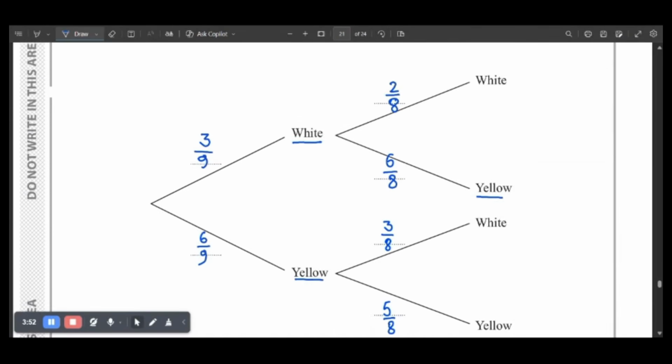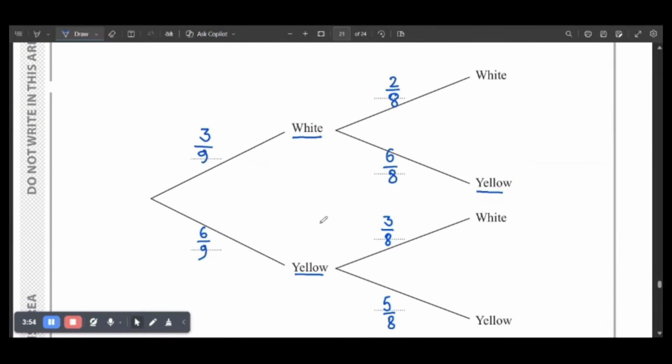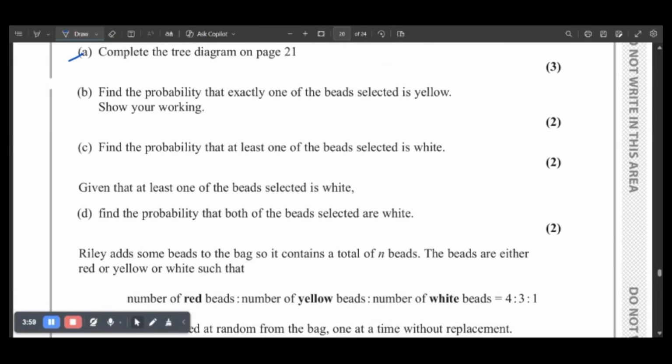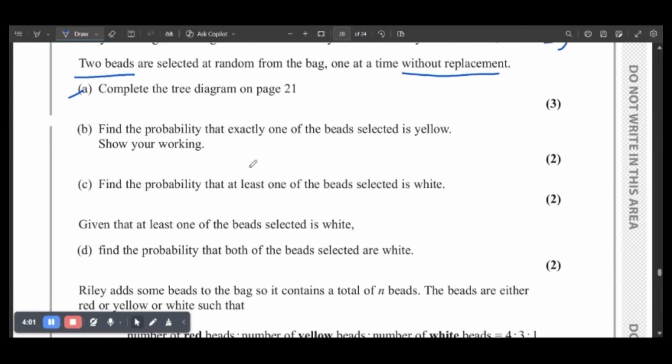This is the tree diagram for part A. We can move to part B. In part B, it says find the probability that exactly one of the beads is selected yellow. The key word here is exactly one, which means that out of the 2 beads chosen, there must be 1 yellow bead, not two yellow, but exactly 1. However it may be, but it needs to be 1.